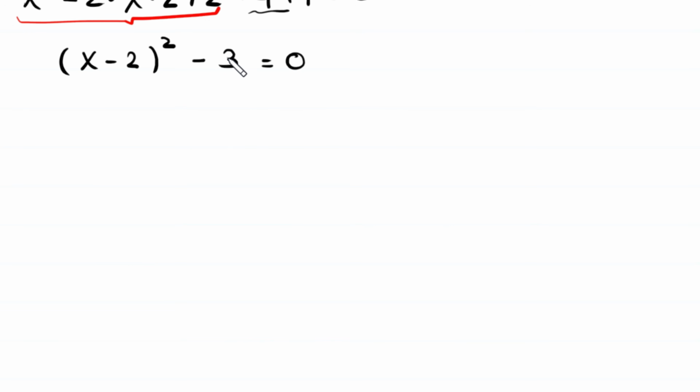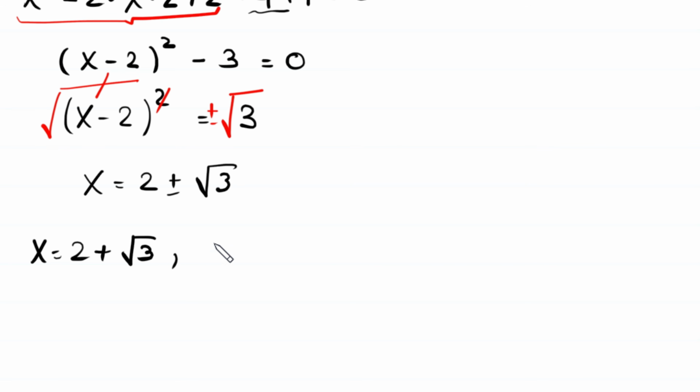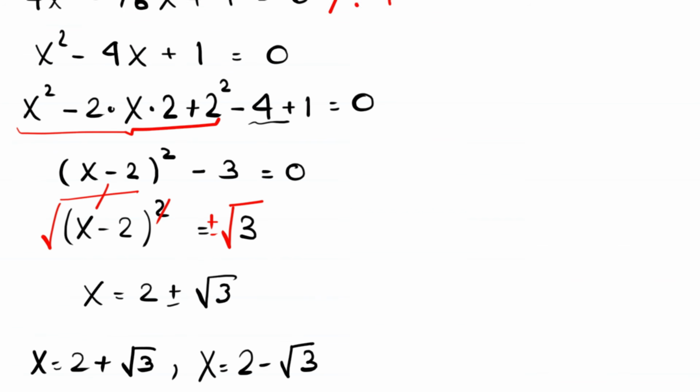Move this negative 3 to the right hand side. This will become x minus 2 whole squared equal to 3, and we take square root of both sides. So this square will be cancelled out with the square root, and we are left with x is equal to 2 plus minus root 3, means that x is equal to 2 plus root 3, and x is equal to 2 minus root 3.